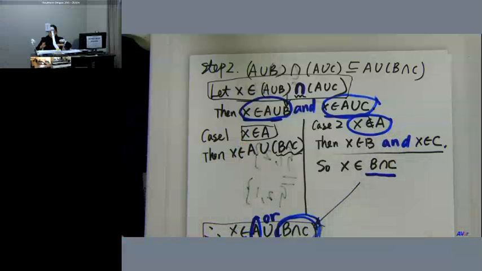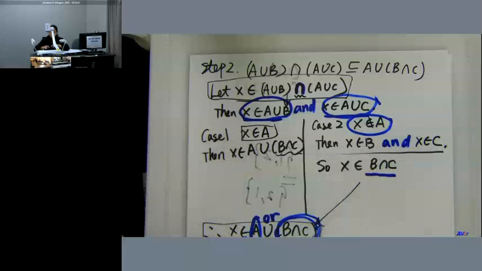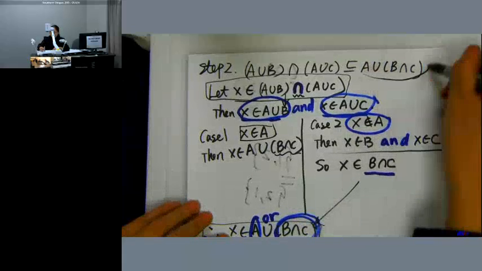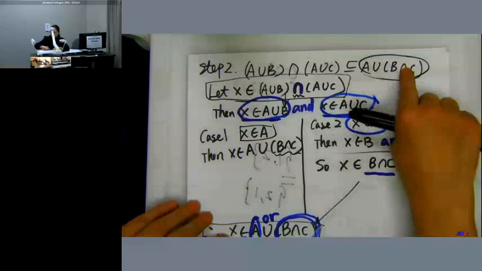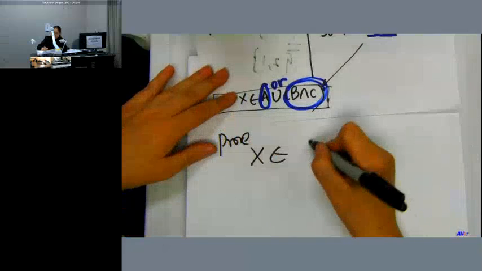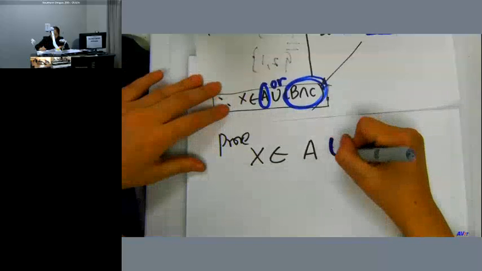Okay, yeah, that's a good question. So how did I know I should do these two cases? Because I'm looking at what I need to prove. So this is what I need to prove, right? I want to show x is in the union of these two. I just copied that from here. So let me write it down again. This is what I need to prove. Prove x is in A union. Let me use a different color for that symbol.